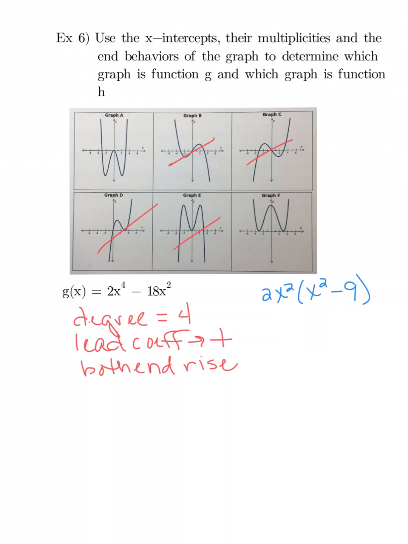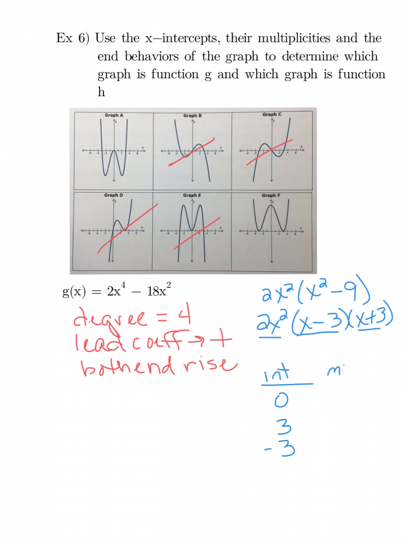Note that that is a difference of squares. So this factors into 2x squared times x minus 3 times x plus 3. So now our zeros of this, or x-intercepts of this, from this first item, we're going to have an intercept of 0. From the first quantity, we're going to have an intercept of 3. From the second quantity, we're going to have an intercept of -3.